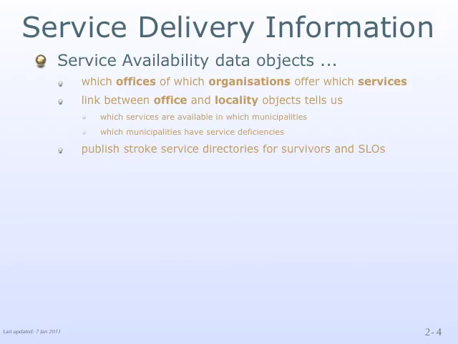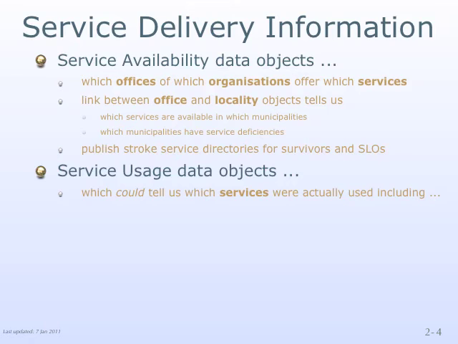And we also have service usage data objects, which could be created whenever a service was provided to a stroke survivor or carer, and could be used to inform community healthcare planners about things like who has provided community-based stroke rehab services, who has used community-based stroke rehab services, and how far stroke survivors had to travel to access stroke rehab services.